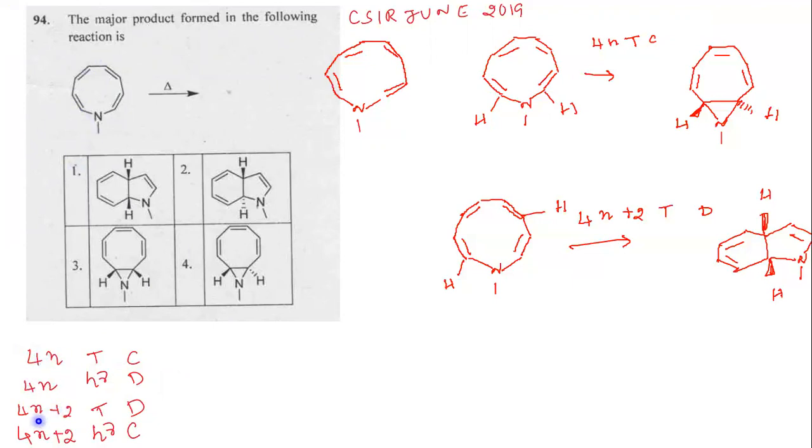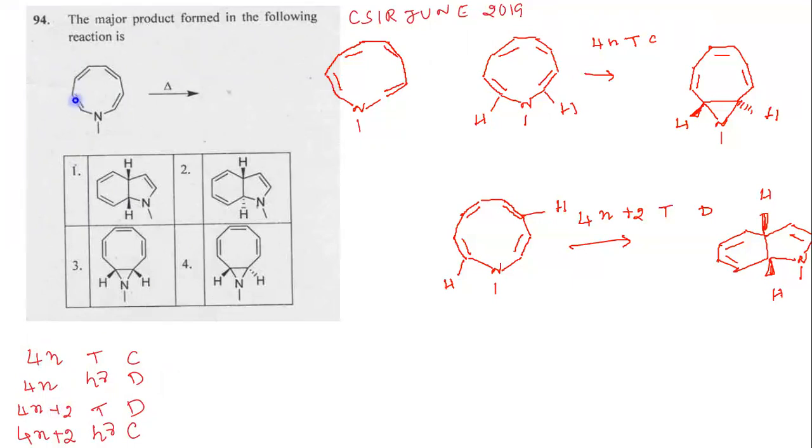If you give n equal to 1, it becomes a 6 electron system. So a 6 electron system is a 4n plus 2 system. If you give n equal to 2, it becomes a 10 electron system. A 10 electron system is also an example of a 4n plus 2 system.